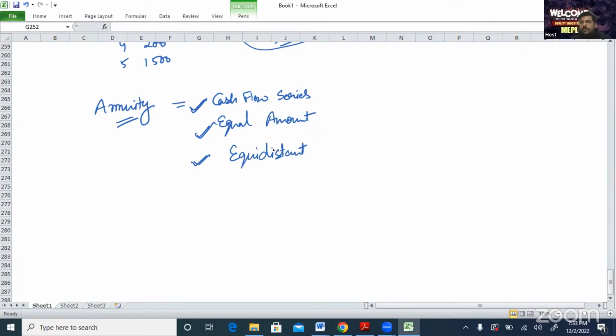So if these conditions are satisfied, then that type of cash flow series is called an annuity. So for example, let us say 0, 1, 2, 3, and 500 is the cash flow here, 300 is the cash flow here, 500 here, 400 here. Here you can see every cash flow is equidistant. Every one has a 1 year time gap. But a 1 year time gap doesn't mean this is an annuity, because the amount is different. The amount is not equal.